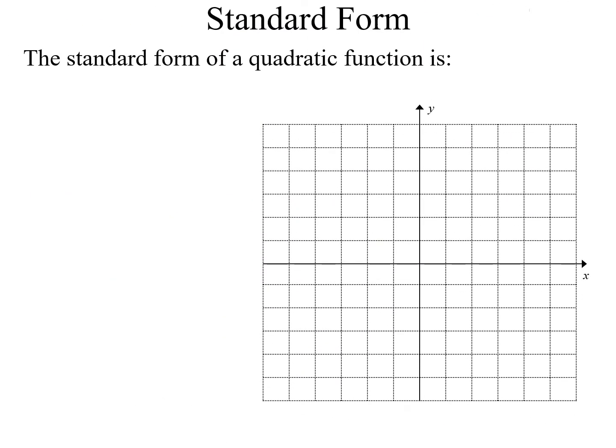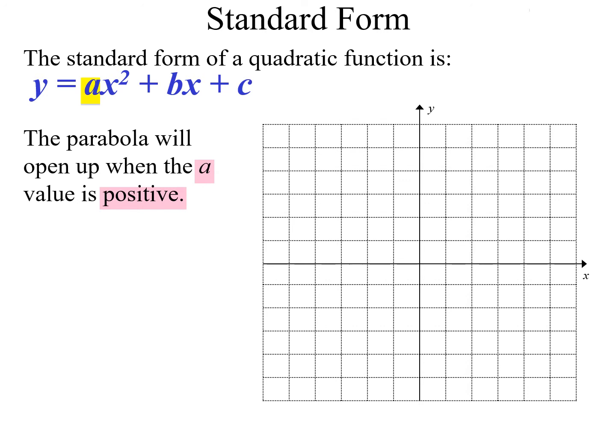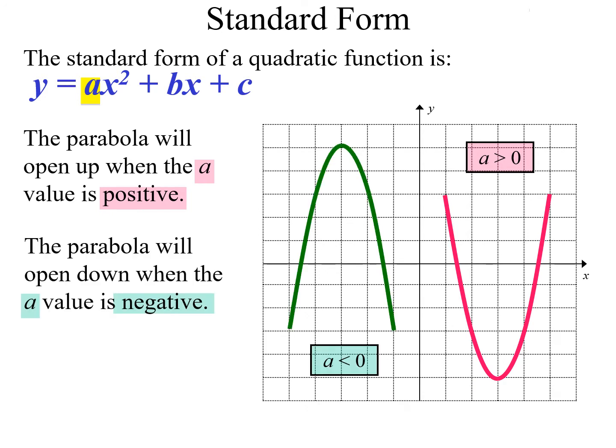The standard form of a quadratic function is y equals ax squared plus bx plus c. The parabola will open up when a value is positive. So if we have a greater than 0, it opens up. But the parabola will open down when a value is negative. So when a is less than 0, the parabola opens down. So a should not be equal to 0 because if a is equal to 0, then we don't have a quadratic function.